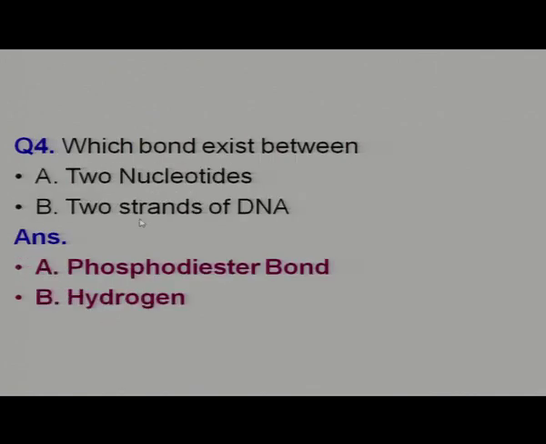Next question: which bond exists between two nucleotides and which bond exists between two strands of the DNA? When we talk about two nucleotides which form the strands of the DNA, there is a phosphodiester bond between the alcohol and the acid part of the nucleotides, and if we talk about two strands of the DNA, there is a hydrogen bond between the nitrogenous bases of the two strands of the DNA.